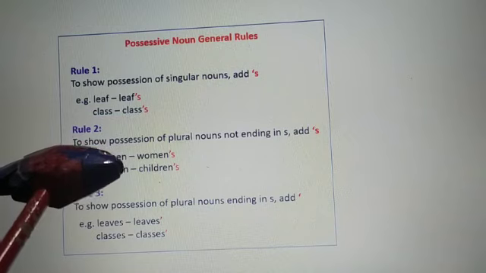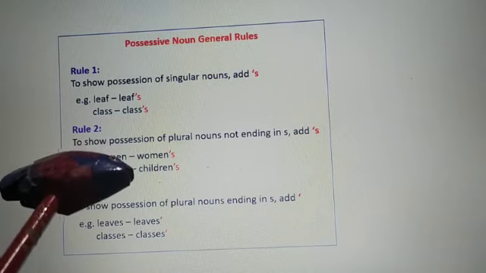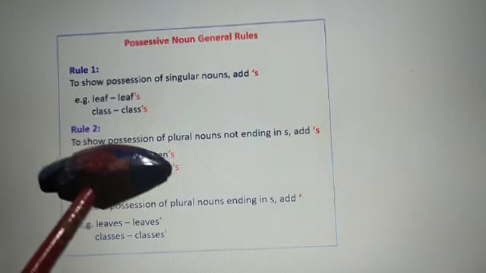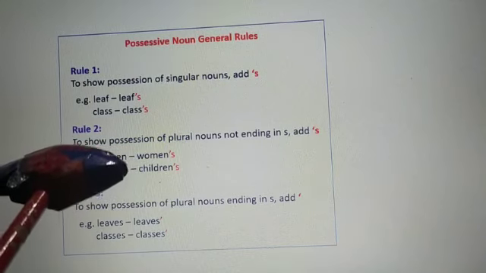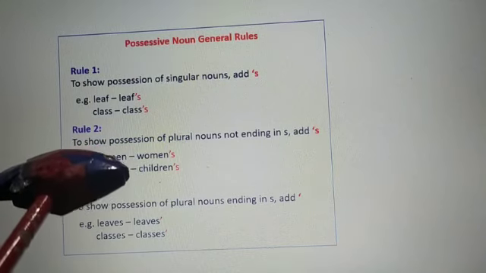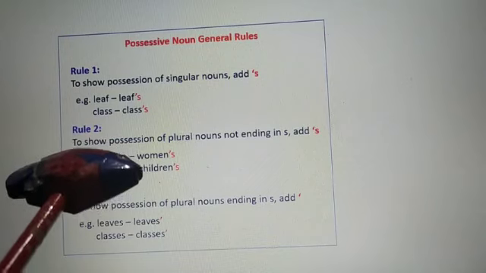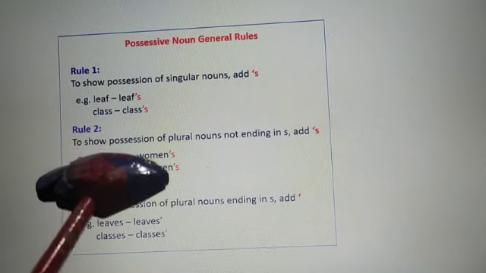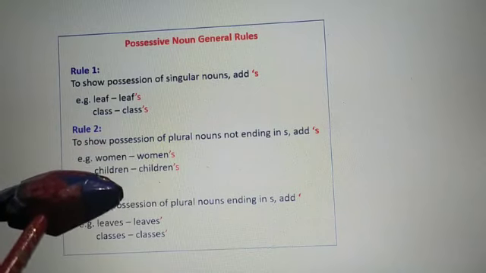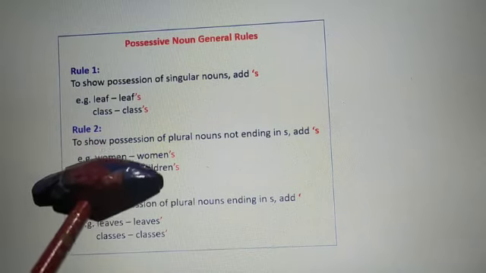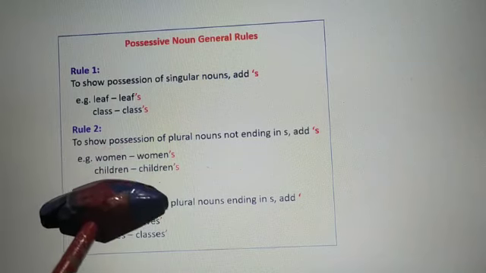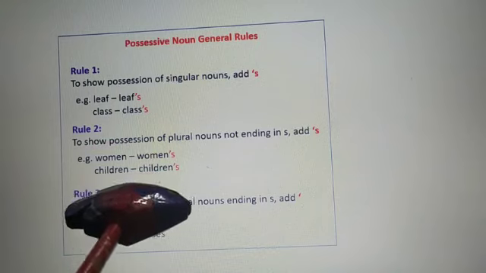Now we will follow rule 2. To show possession of plural nouns not ending in s, add apostrophe s. When there is a plural noun which does not end with s, we will add apostrophe s, like women, women's, apostrophe s, children, children's, apostrophe s.